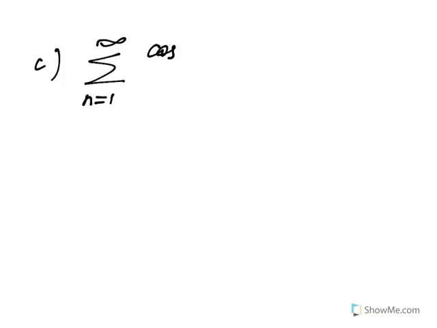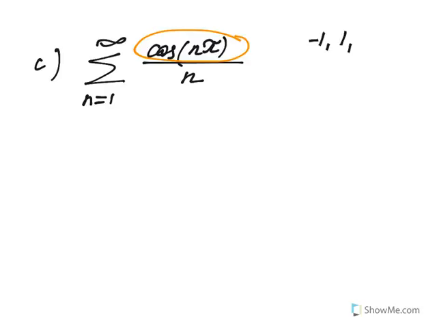Now, part C, n equals 1 to infinity. Now it's cosine of n times pi over n. First of all, look at this part right here. When n is 1, you plug in 1, you get cosine of pi. Cosine of pi is -1. Then when you plug in 2, you get cosine of 2 pi, which is 1. Then you plug in 3, you get -1, and then 1 again, and so on. So you can tell that we're dealing with an alternating series.